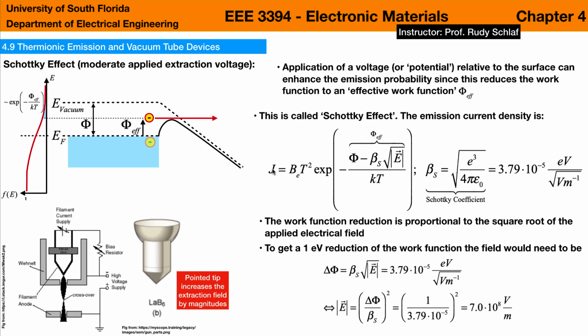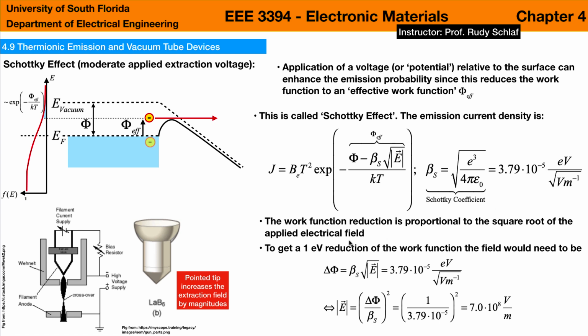It's very similar to the Richardson-Dushman equation, except that we get this additional term in the numerator under the exponential function, which allows us to calculate an effective work function. So this term that reduces the original work function is a constant, the Schottky coefficient, multiplied with the square root of the electrical field. Unfortunately, the Schottky coefficient is rather small, right? It's 3.79 times 10 to the minus 5.